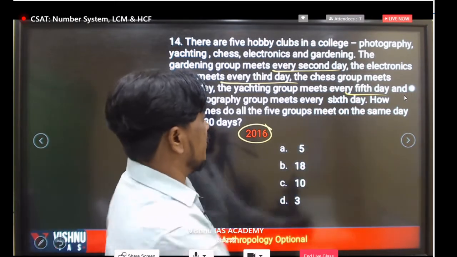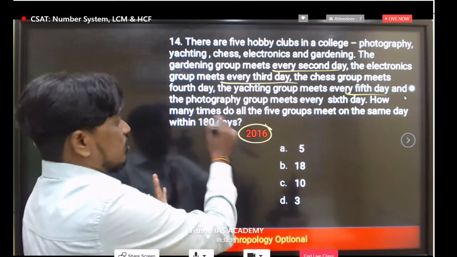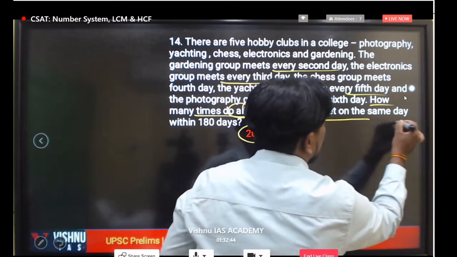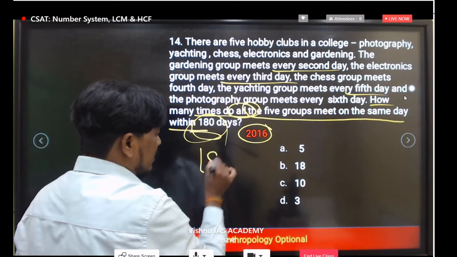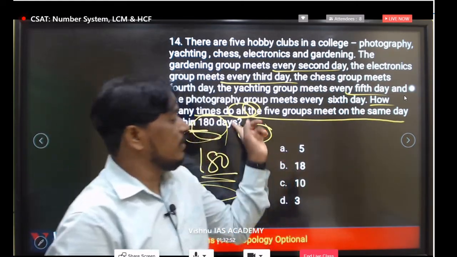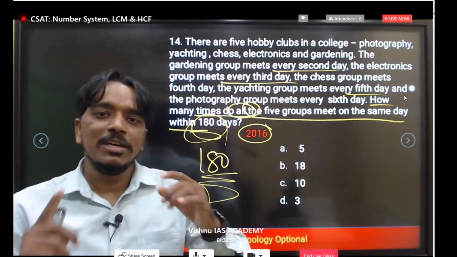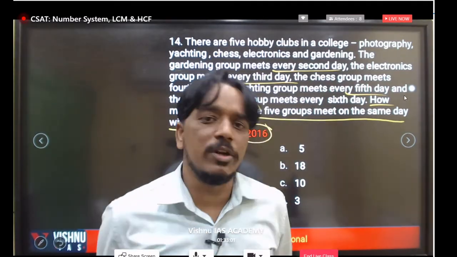Just based on common sense also we can answer these types of questions without the basic concept of maths. How many times do all the 5 groups meet on the same day within 180 days? The total condition is within 180 days. So when will all of them meet, they are asking. How many times? That you have to calculate. This is the homework. If you apply the same LCM concept here, you will get complete clarity. I hope everyone got the clarity, guys.